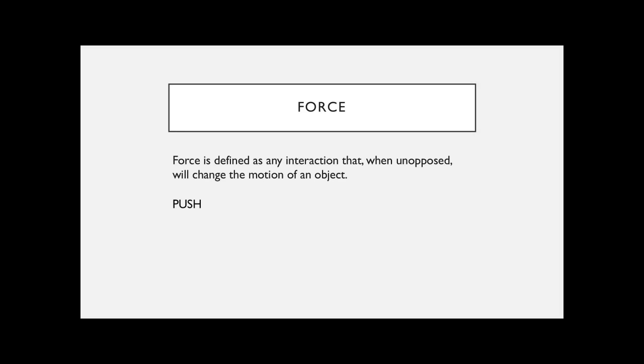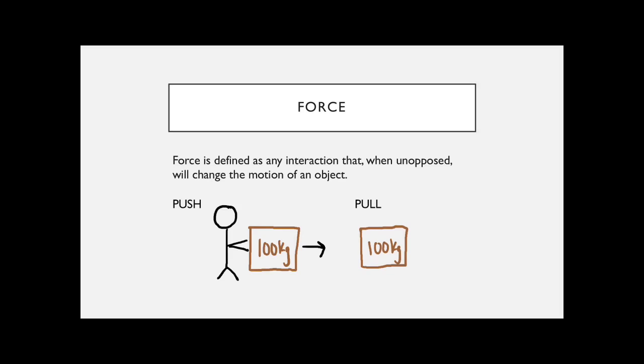There are two ways a force can interact with matter. It can either push. An example of this is a heavy box being pushed across the floor by a man, or it can pull. An example of this is the box can be pulled, as seen by this man pulling the box with the chain.